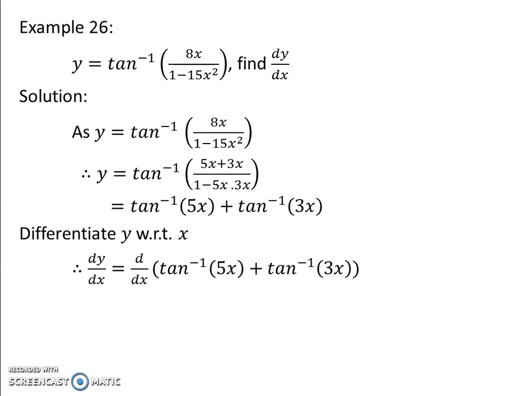The derivative of tan inverse of something is 1 upon 1 plus something square into derivative of something. So 1 upon 1 plus 25x square into derivative of 5x, and the derivative of 5x is 5. So simplifying this, we get the first term as 5 upon 1 plus 25x square, whereas the second term is 1 upon 1 plus 9x square into derivative of 3x, which is 3. So simplifying, we get 3 upon 1 plus 9x square. So the final answer is 5 upon 1 plus 25x square plus 3 upon 1 plus 9x square.